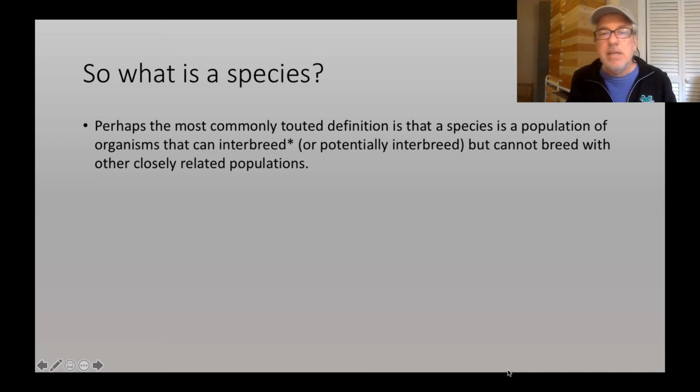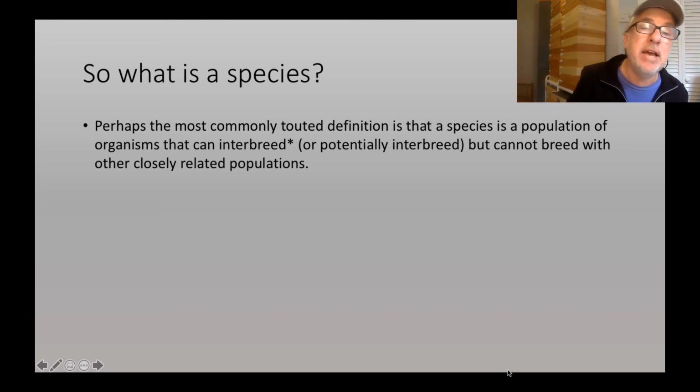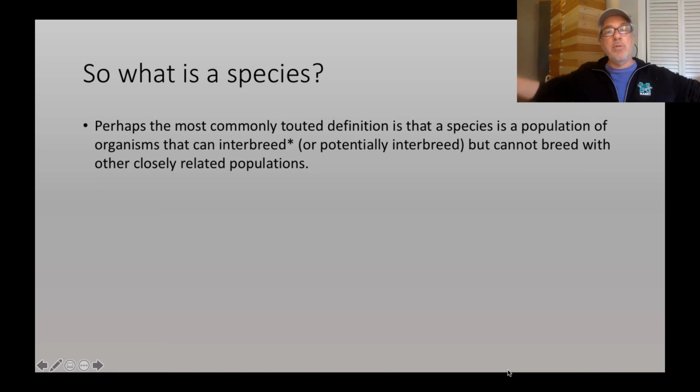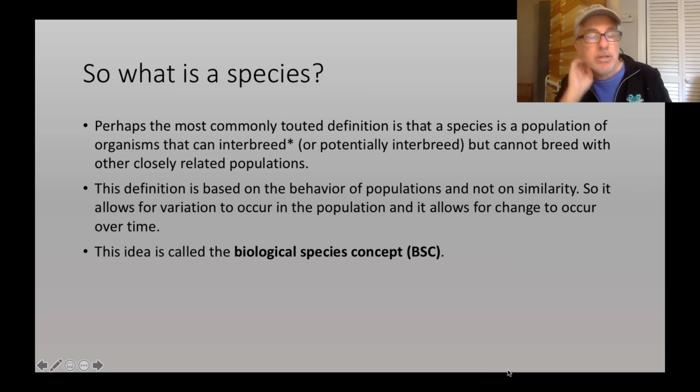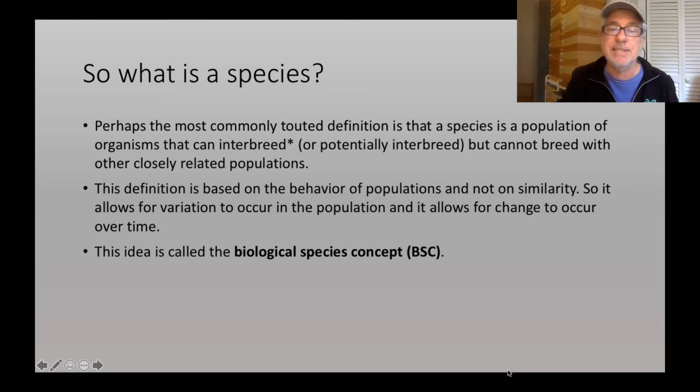Perhaps the most commonly known definition is that a species is a population of organisms that can interbreed or potentially interbreed with one another, but cannot breed with other members of closely related populations. So if you can breed with all the members in your population, you're a species, and if you can't breed with the members of that population over there, they're a separate species from you. This definition is based on the behavior of populations and not on similarity of appearance. So it allows for variation to occur in the population, and it allows for change to occur over time. This idea is called the biological species concept, which we'll abbreviate as BSC.